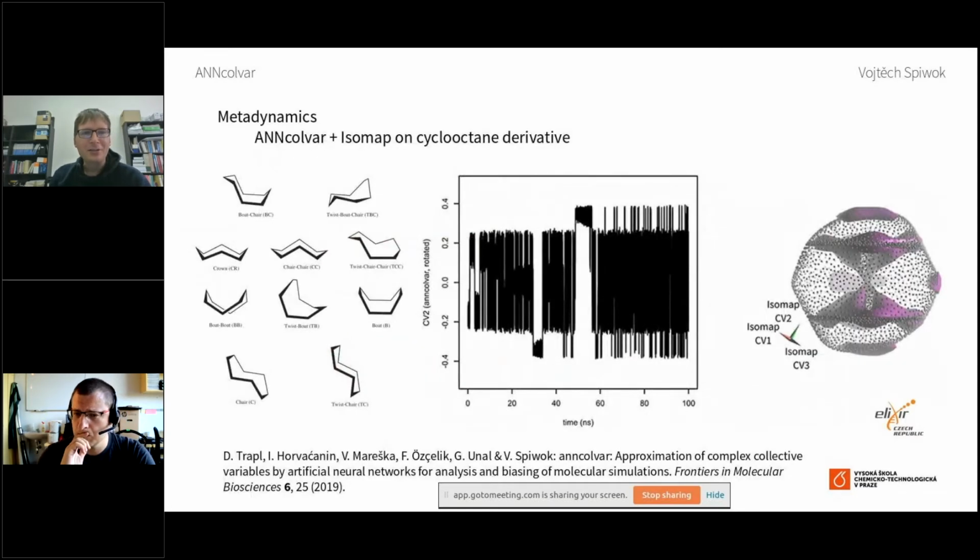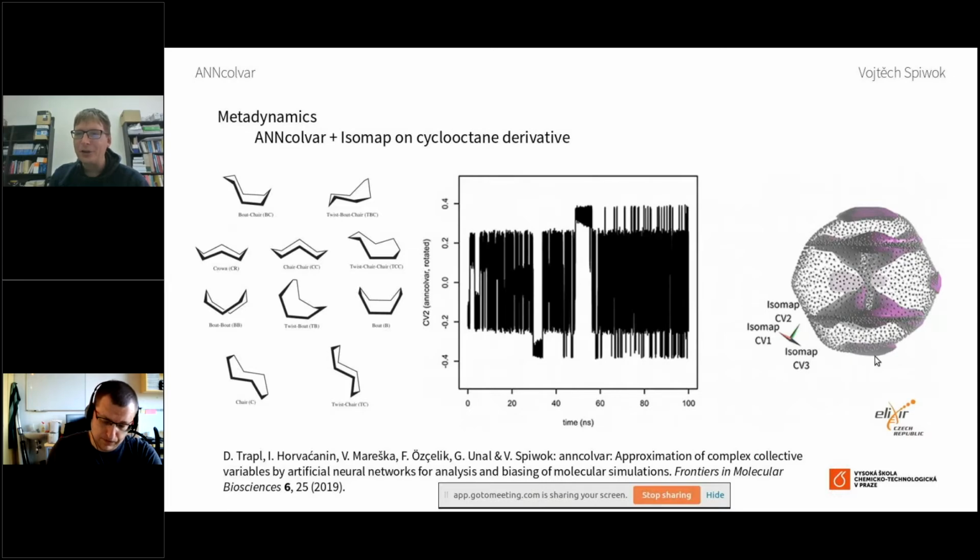So here are some systems where we tested it. First we started with some very simple system, which is a cyclooctane derivative. Cyclooctane, this molecule, can exist in different conformers, and using isomap we can map these conformers into three-dimensional space. So it's like some ball with some kind of hourglass inside. If you do it by isomap, it's like a perfect ball. If you approximate it by our method, it's a little bit like a ball which has fallen down from somewhere, but it's still good for our purpose.